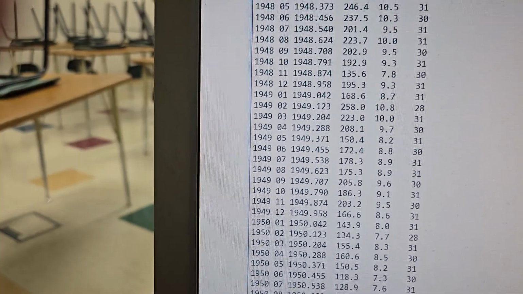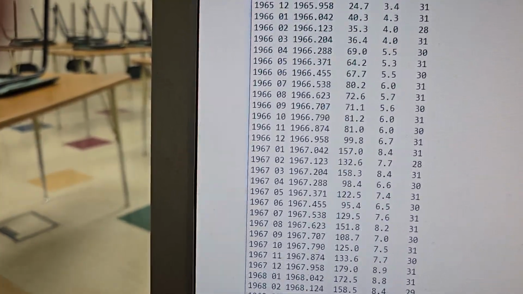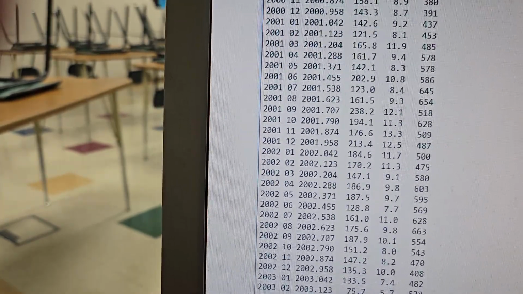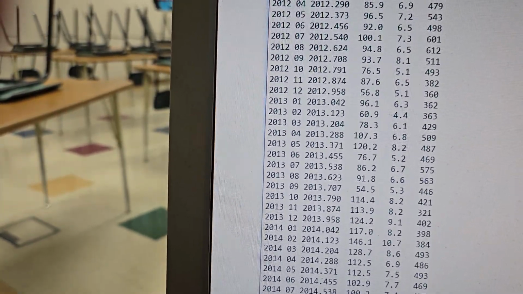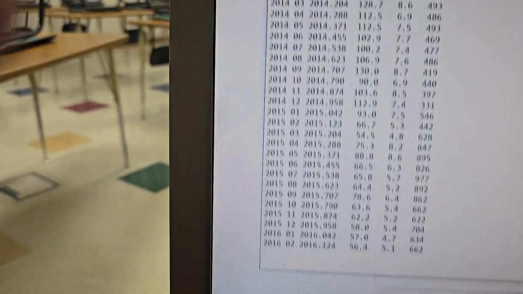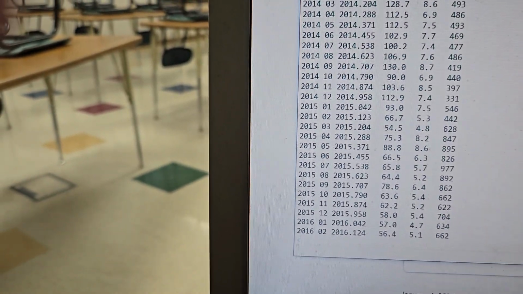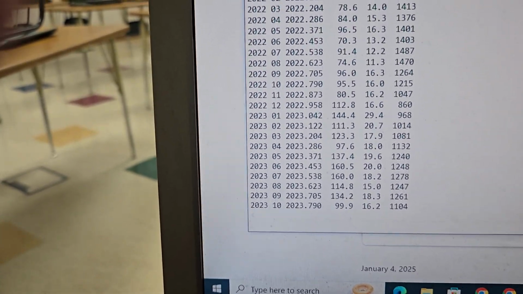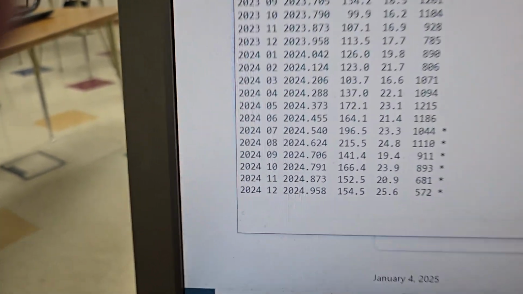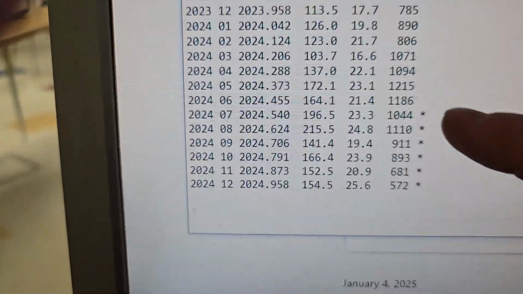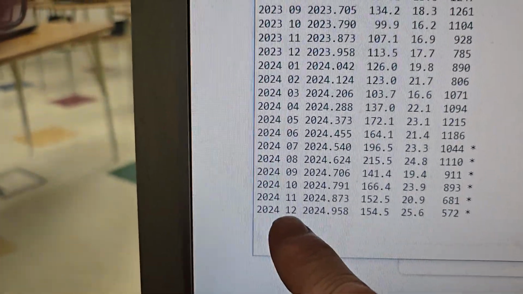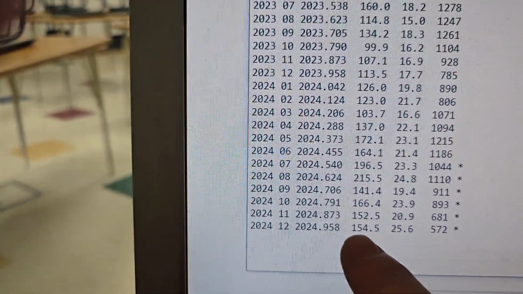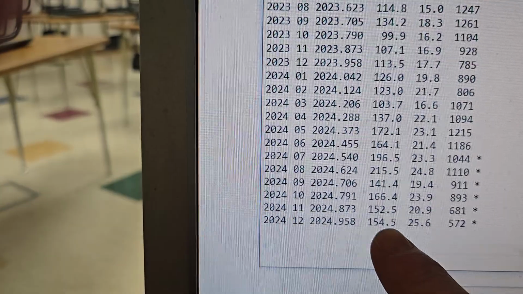Okay. My parents' birth year just went by, 1942. My birth year just went by, 1966. And my kids' birth years just showed up, 2009, 2010. Here we are at the bottom. Okay. Let's see if I can get to the very, very bottom. Notice these have asterisks because they're still crunching the numbers to make sure they're official. This is December 2024, the very end of the year, at 154.5 sunspots for that month.